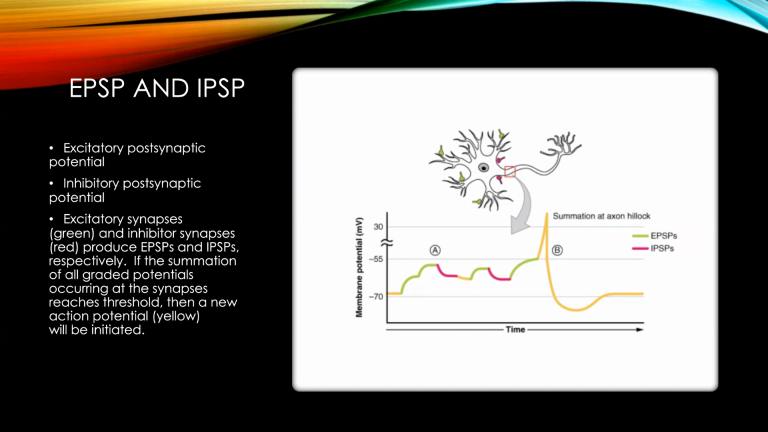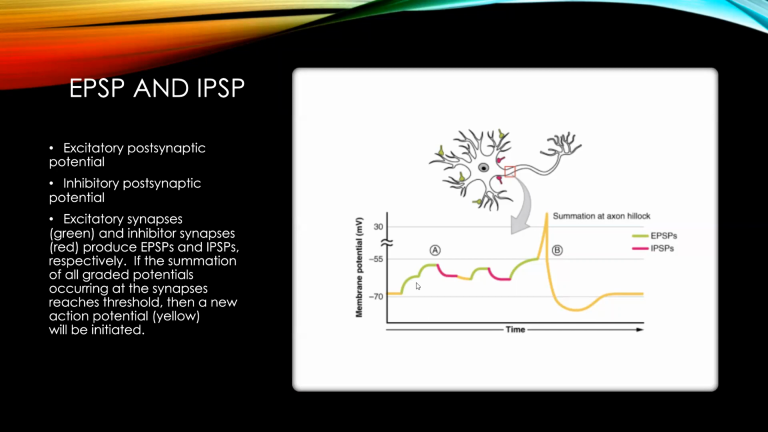IPSP occurs when negative ions like chloride enter the cell through the channels. The increased negativity hyperpolarizes the cell, bringing the membrane away from threshold and making it harder to send a signal. All of this activity through the channels is summated or combined to reach the threshold and trigger an action potential.